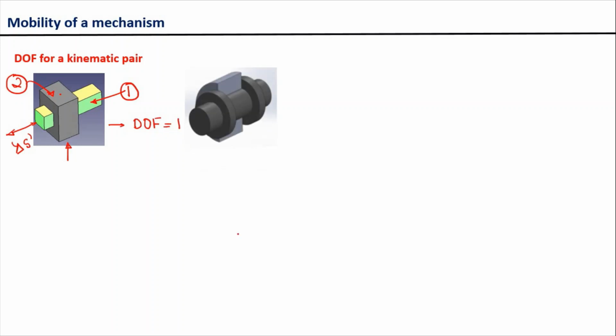Now let us take another example. In this example, if you consider this collared shaft as link 1 and this hollow cylinder as link 2, then you can say that link 1 is executing a rotating motion relative to link 2. Again, in this case, the motion of link 1 relative to link 2 can be defined by only one coordinate, which is the delta theta coordinate. So again, the degree of freedom for this revolute pair will be equal to 1.